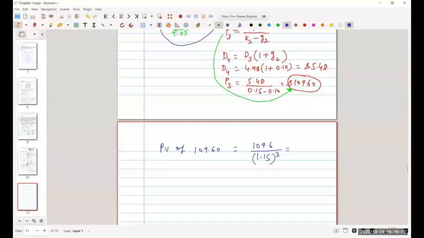So let's just do this discounting. 1.15 raised to the power 3, its reciprocal multiplied by 109.6. 72.06 is what I'm getting. Is that what you got? Okay, because I'm doing it on the computer's calculator. Again, it's 72.06. Okay, that's what I got as well, 72.06.